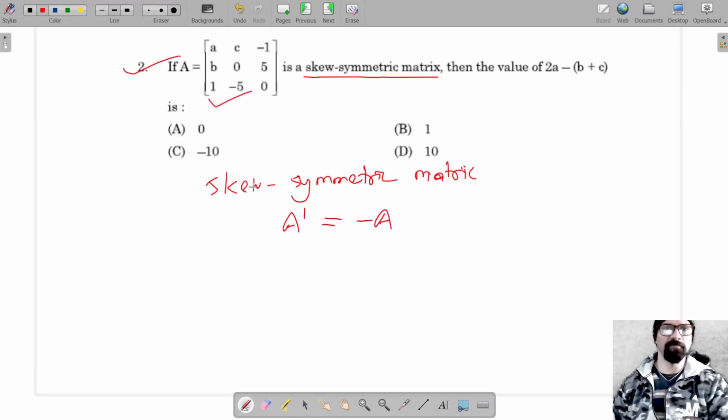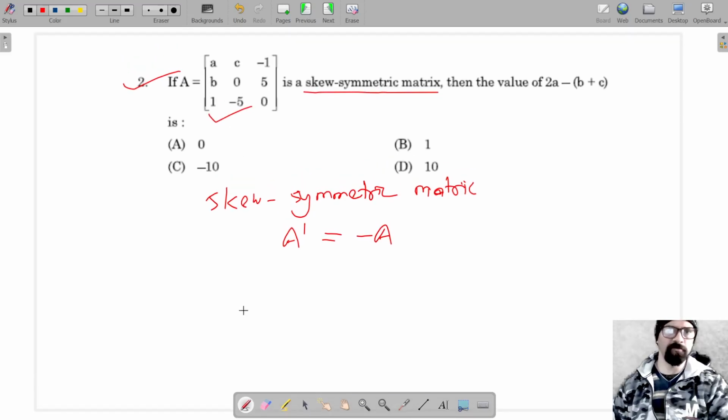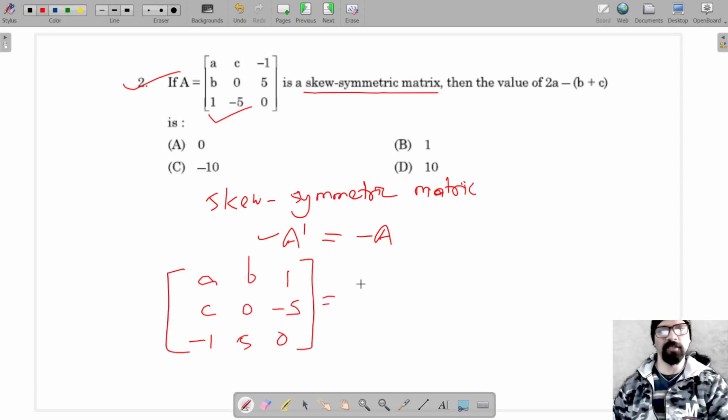So this is A. Let's find its transpose by changing the columns into rows or rows into columns. So A transpose will be equal to: a, b, 1; c, 0, negative 5; negative 1, 5, and 0. This is A transpose, and let's find the negative of A by multiplying all these entries by negative. So negative A is: negative a, negative c, 1; negative b, 0, negative 5; negative 1, 5, and 0.